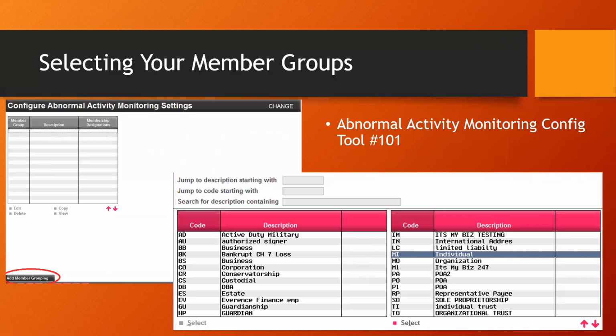Legal entity groups, which would contain trust companies, representative payees, guardianships, those would be one, and corporate accounts would be the final one. Each one of those has different types of normality in the credit union. So you can't just create one group and say, now take a look at every different member designation we have on the system.